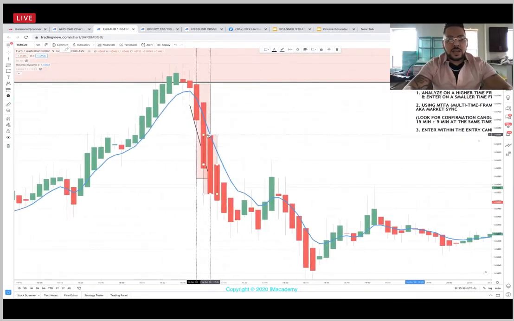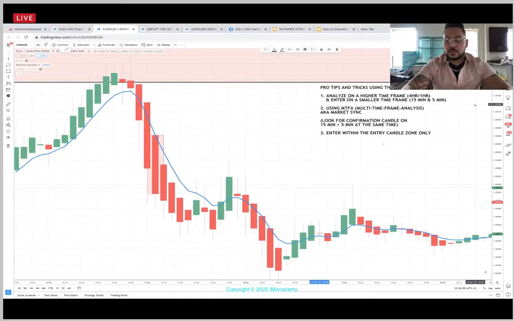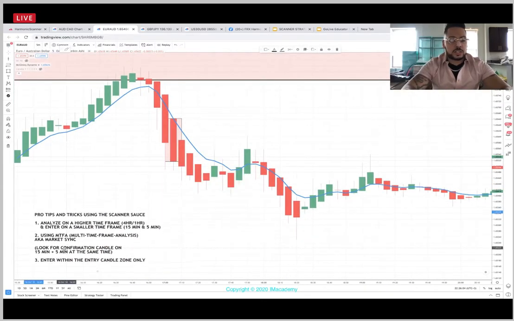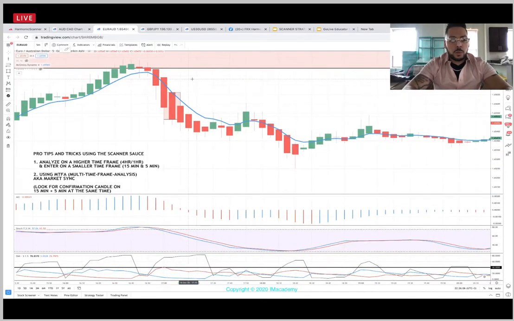So let's take a look at this market. Let's look at these 5-minute candles real quick. Let's watch this, okay? We're going to open up our settings. We're going to identify our entry candle right over here. Here goes our confirmation candle right over here, right?